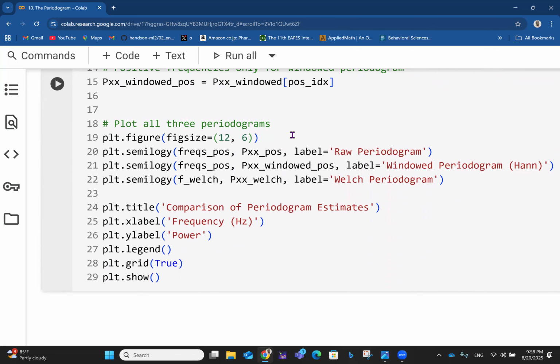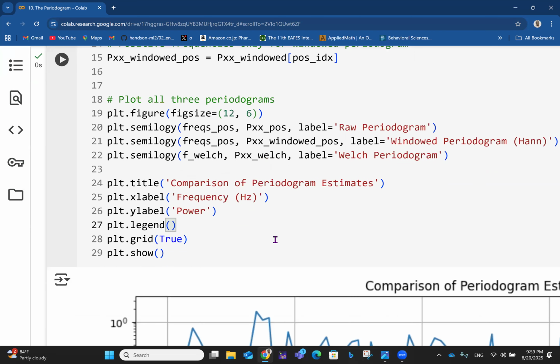So we plot all these three periodograms together and we see how they go. So we say plot the semilogy of, of course, the positive periodogram against positive frequency. That is the raw periodogram, the one we did before. And then the next one, we have the windowed periodogram, so that's the positive windowed periodogram against positive frequency. And then for the Welch periodogram, we plot the Welch periodogram against the Welch frequency. And then the title is comparison of periodogram estimates. The x label is frequency, while the y label is power. So we run that, and this is what we get.